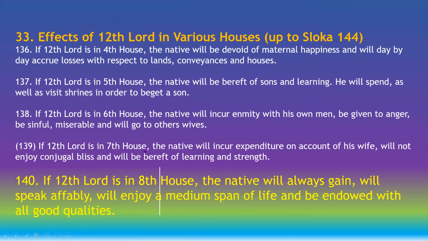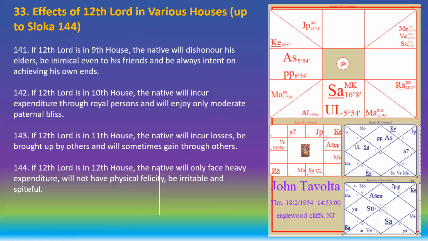If the 12th lord is in the seventh, the native will incur expenditure. Well, of course, because the 12th house is the house of loss, and the seventh house is the wife and marriage. And so, on account of his wife, he will not enjoy conjugal bliss, but will benefit in learning and strength. So again, this is quite dire. If the 12th lord is in the 8th house, the native will always gain, will speak affably, will enjoy a medium span of life, and be endowed with good qualities. Wow. So we want that.